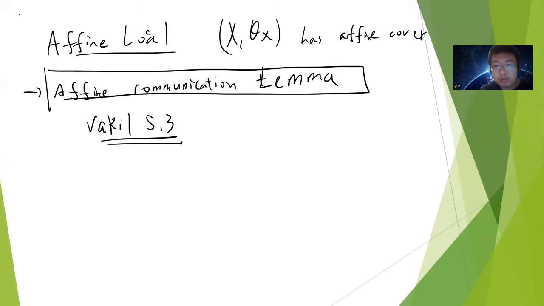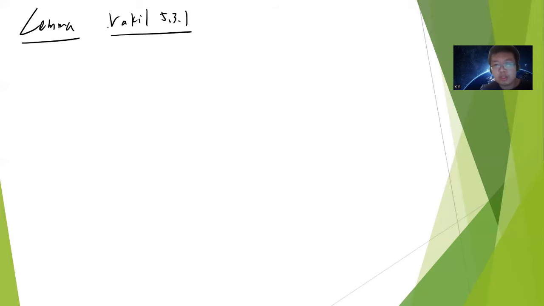In this video we are going to prove the important lemma which is related to proving the affine communication lemma. This lemma is very interesting and important, so you can play around with it. You can check Vakil 5.3.1. I will give the proof, but it will be slightly different from Vakil because I think it's easier to understand. So the idea is that we have a scheme, right?